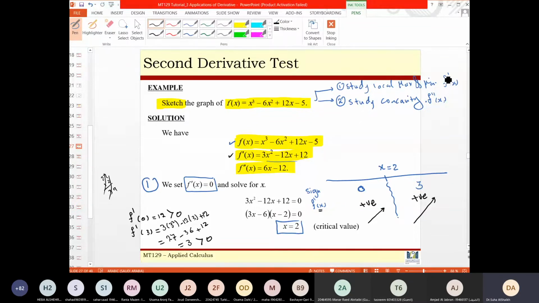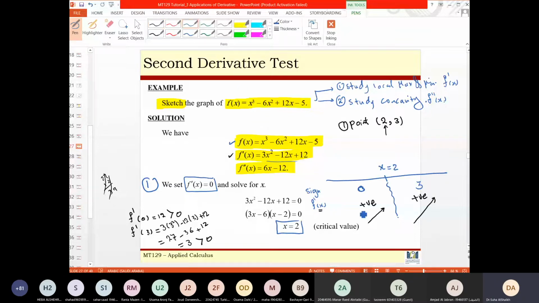I finished step number 1. I could tell maximum or minimum, but I found a point. The point is the point 2 and 3. It's nothing special. It's just a point. Just I get a point. Step number 1 gave me a point. I don't know if it is maximum. I don't know if it's minimum. It's just a point that I have. So I have to go to step number 2.